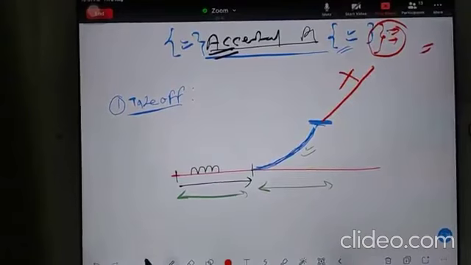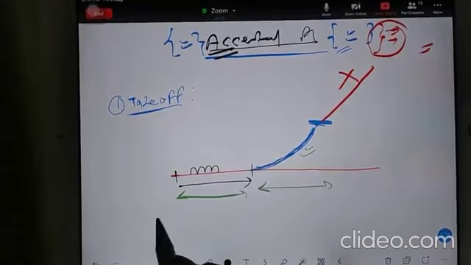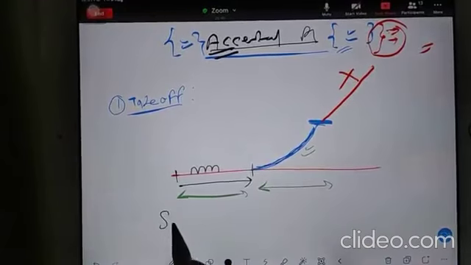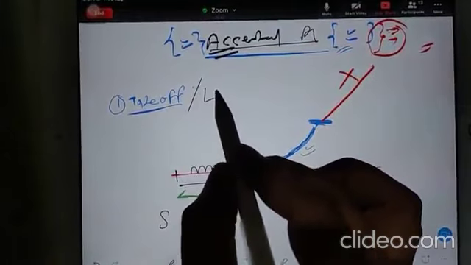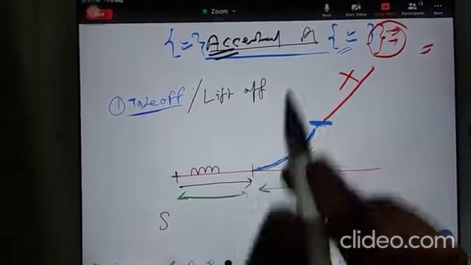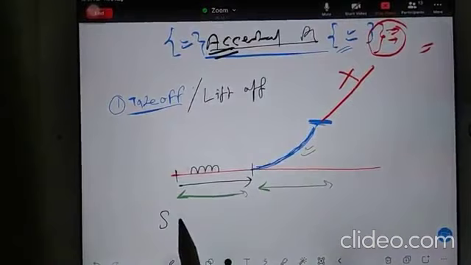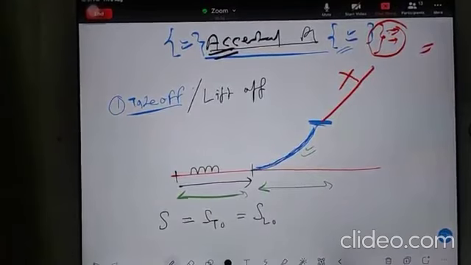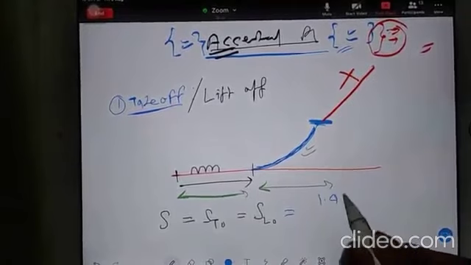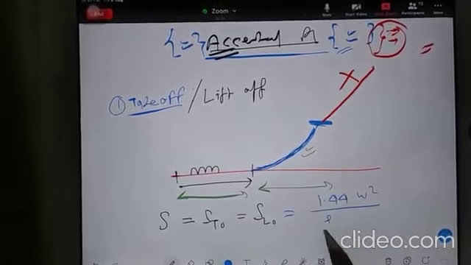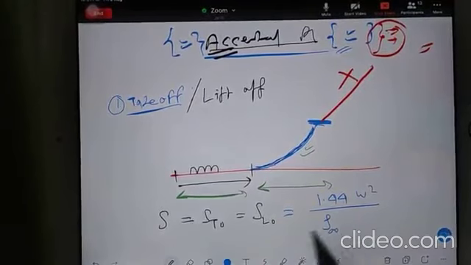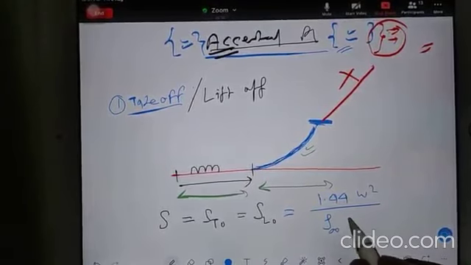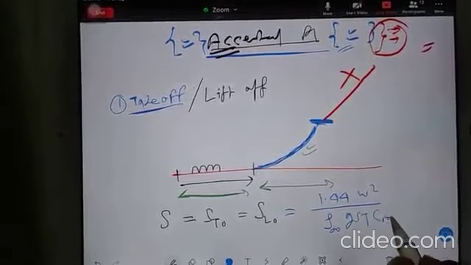In the case of takeoff distance, you only have to take one formula. That formula is S, takeoff, or you can also say liftoff. Okay, don't worry, liftoff. So the symbol you can say is S, takeoff, or S liftoff. These are the symbols, S_LO. And the formula is 1.44 W square by rho infinity, and I have arranged it in this way: g S CL max.